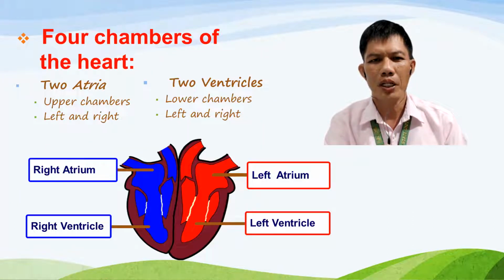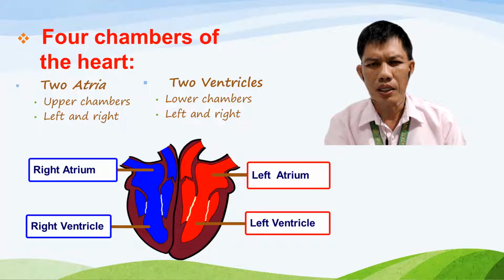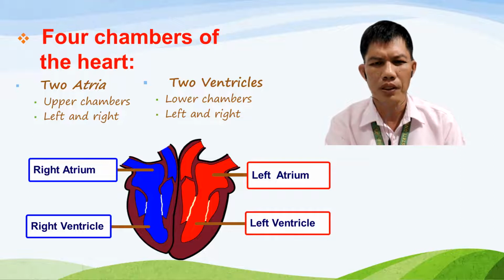There are four chambers of the heart, two atria and two ventricles. The two atria are located in the upper chambers of the heart. These are the left and right atria, while the two ventricles are found in the lower chambers, in the left and the right. So we have two atria, in the right and in the left, and we also have the ventricles, the right and the left ventricle.